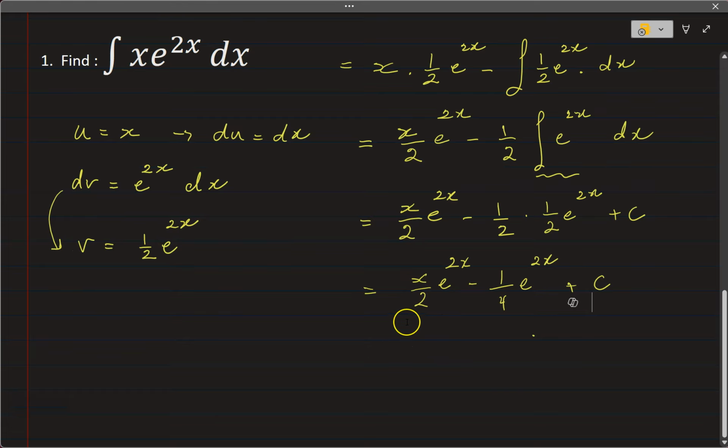This is the final answer, unless you want to put it into factored form, which is not necessary at this point. Simple as that. Notice that our integral calculation became simpler, and that's what we did. All right, let's do another one.